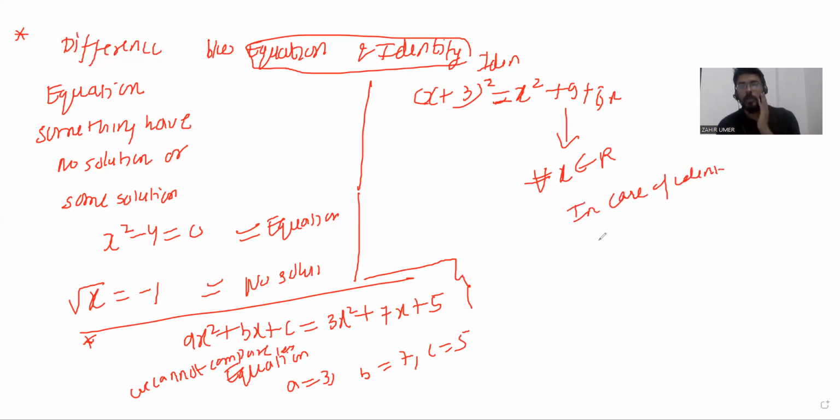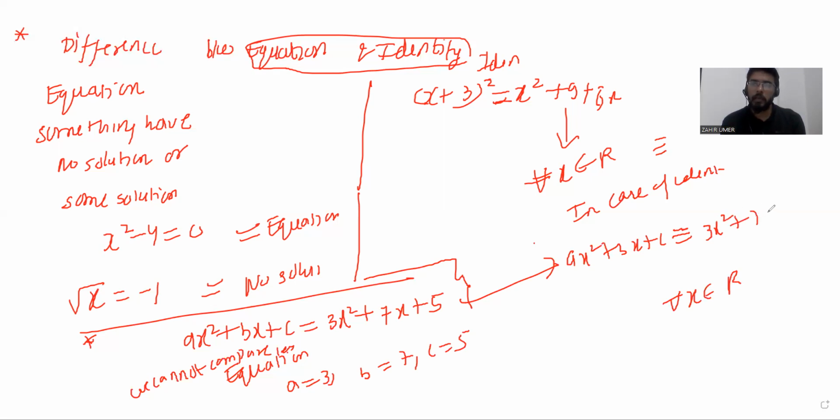But in case of identity, sorry, here in case of identity, ax square plus bx plus c is identity, sometimes written as triple bar, or it is simply written as for every x belongs to R. If it is written as identity, then we can compare directly the coefficients: a is equal to 3, b is equal to 7, c is equal to 5. So the difference between equation and identity is clear.